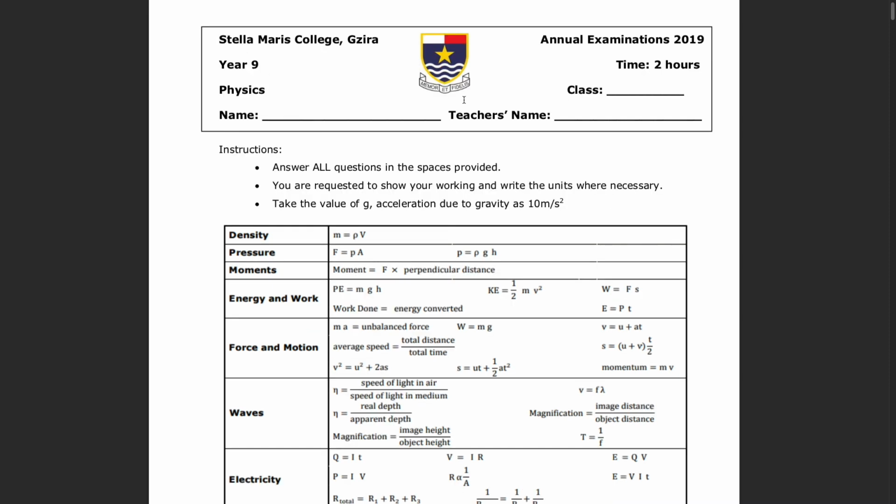First of all, the usual thing, the title, the name, and the teacher's name. So the instructions. Answer all the questions in the space provided. You are requested to always show your working and write the units where necessary. Keep in mind the million, if not billion times I've told you in class to always show the working, always show the formula you're using, and always write the units.